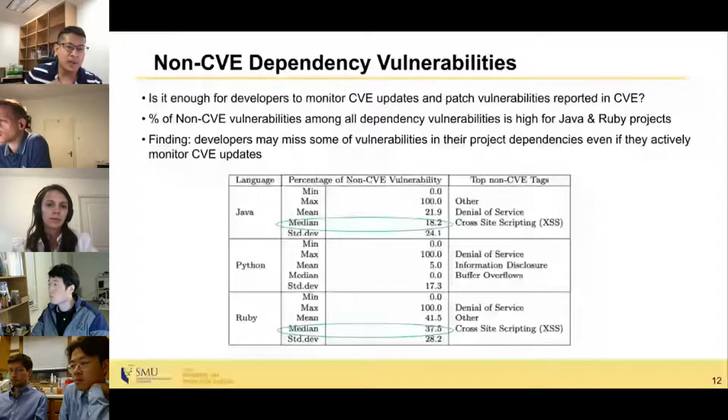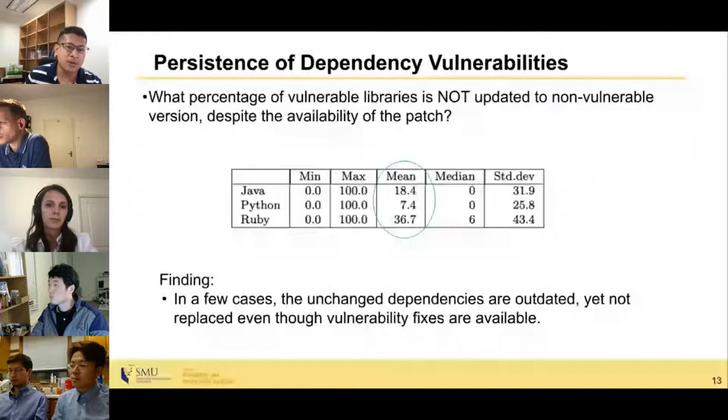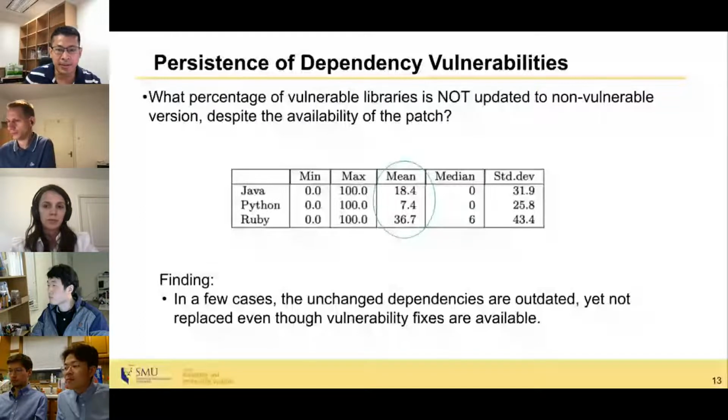We also looked at what percentage of vulnerable libraries are not updated to a non-vulnerable version, even though there is a patch available. Interestingly, we find that there are quite a few cases where the dependencies that are vulnerable are not updated, even though there is a fix available. For example, for Ruby projects, 36.7% on average of the vulnerable dependencies were not updated, even though there is a patch available, which is quite alarming.